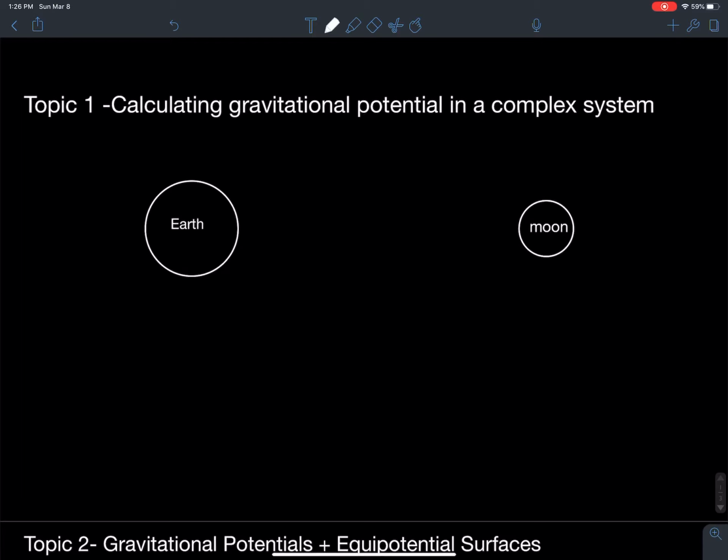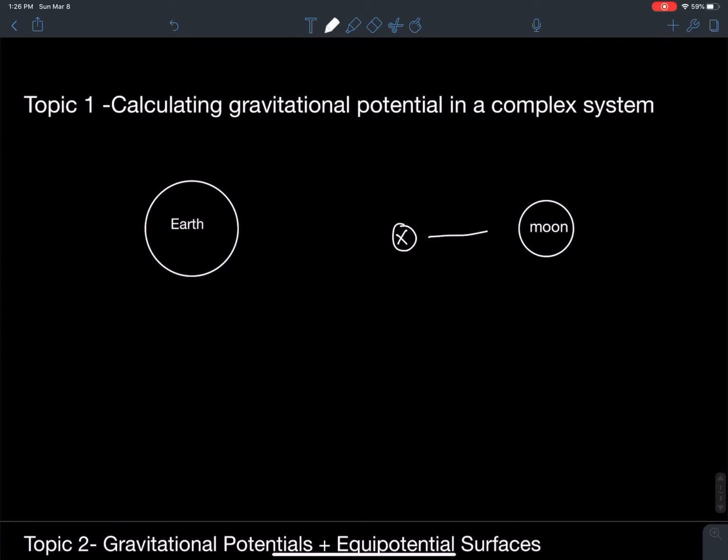All right, so the first topic that we're going to cover right now is how to calculate gravitational potential in complex systems. It's pretty easy for us to calculate, imagine the moon wasn't there, the gravitational potential due to the Earth at this little point. We found that using the formula Vg is equal to -GM over r. That formula would allow me to calculate the gravitational potential at a point. But what happens if we are placed at a point exactly in the middle between the moon and the Earth? What would the gravitational potential be?